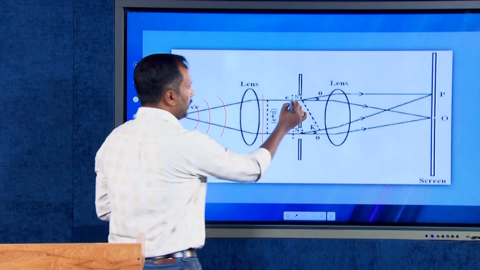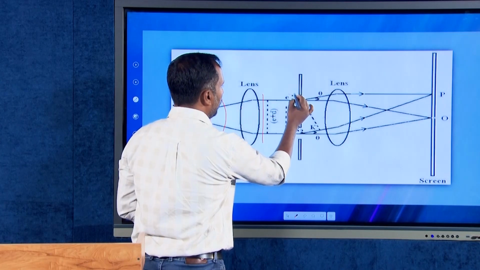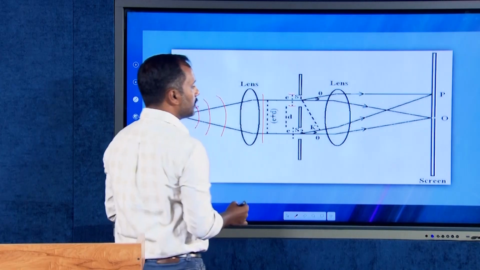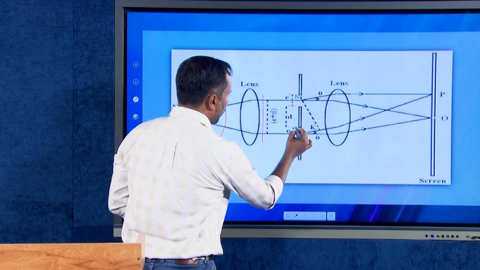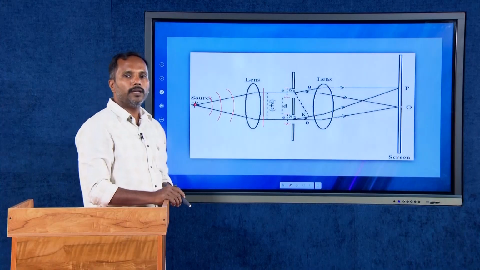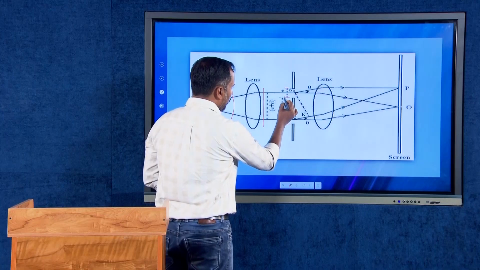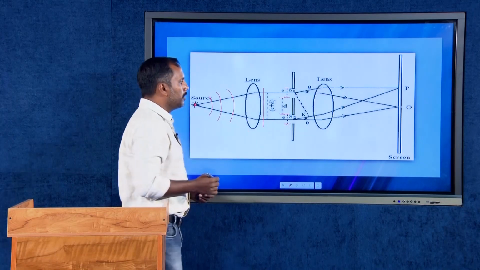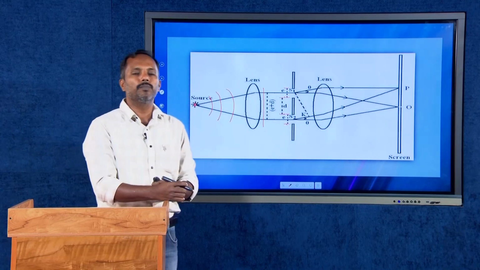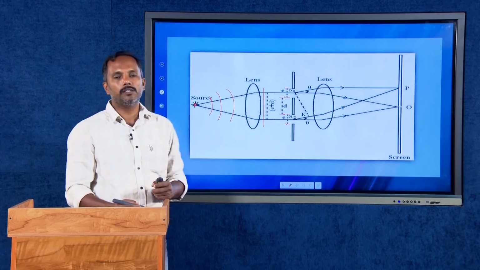There are two slits, one is S1 and the slit width we take as E. E is the slit width and S2 is a similar slit with the same width we are considering here. So, E is the width of these two slits and we can take D as the distance between these two slits, that is the separation between the two slits. So, E is the slit width and D is the slit separation.